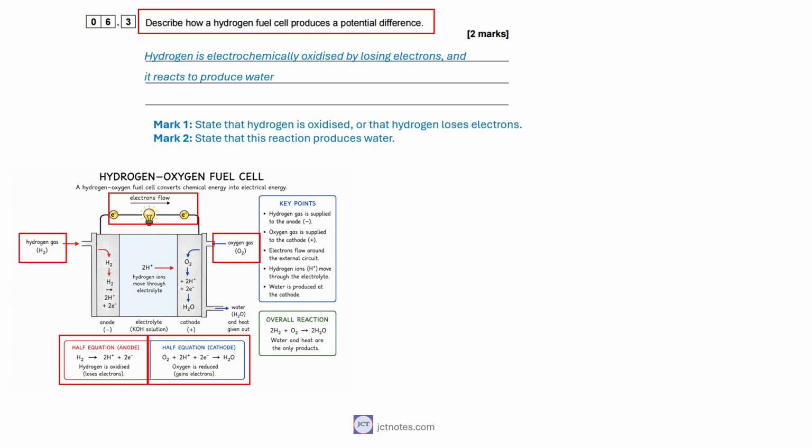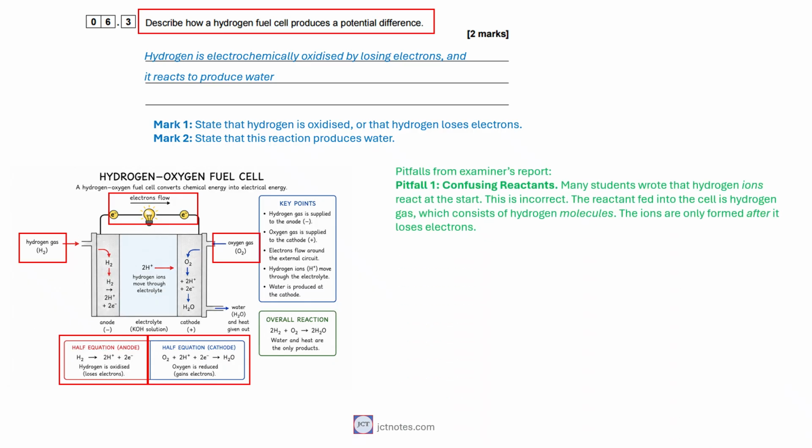The examiner noted a few very common mistakes that cost students their marks. Let's break down what not to say. Pitfall 1. Confusing reactants. Many students wrote that hydrogen ions react at the start. This is incorrect. The reactant fed into the cell is hydrogen gas, which consists of hydrogen molecules. The ions are only formed after it loses electrons.